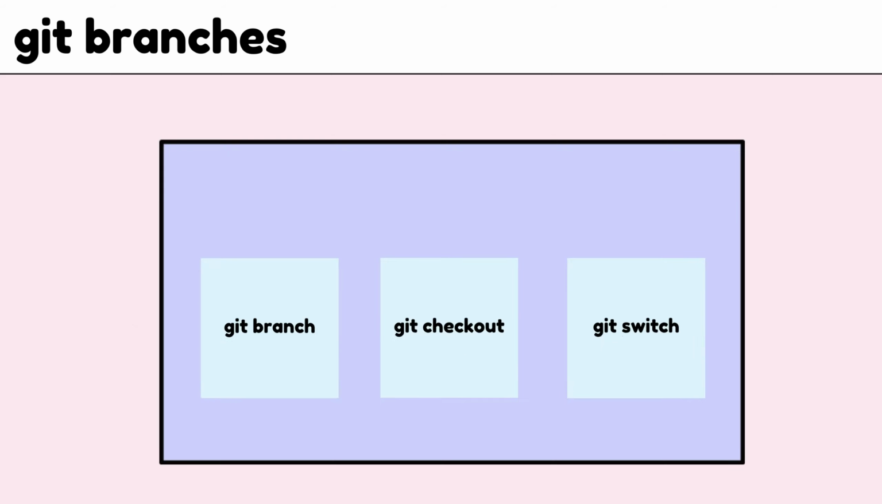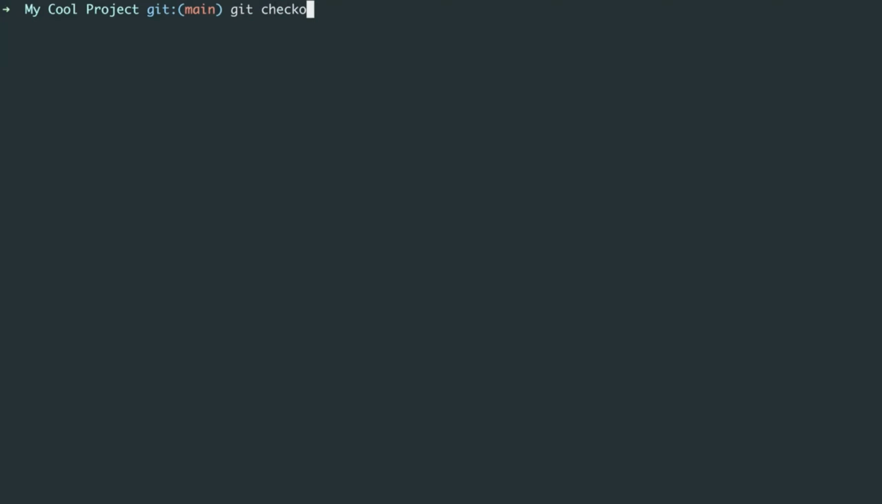There's a few commands that you should know when it comes to Git branches. There's git branch, git checkout, and git switch. Let's have a look at how you can use these commands. If I want to create a new branch and switch to that branch, I can use git checkout -b, which stands for branch, followed by the name of my branch. If I want to switch to an existing branch, I just need to remove the -b option.